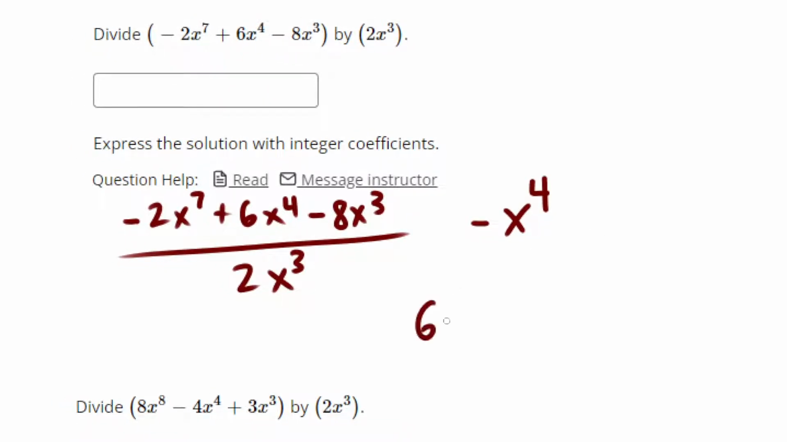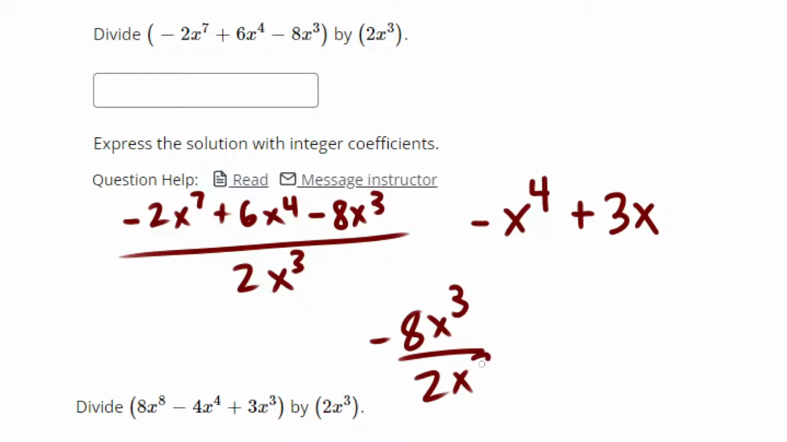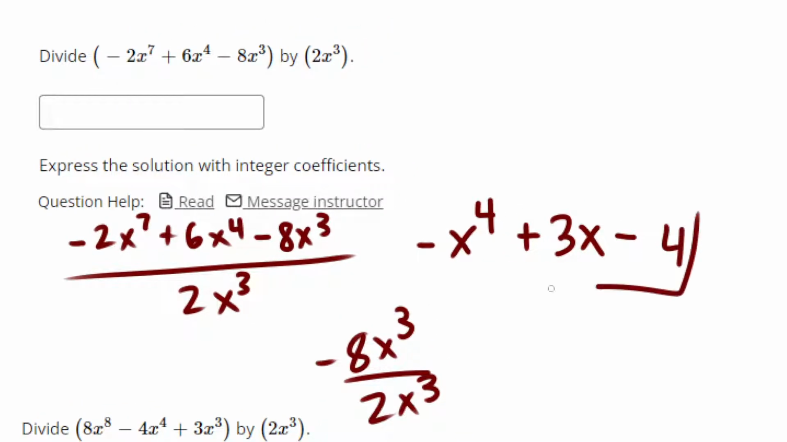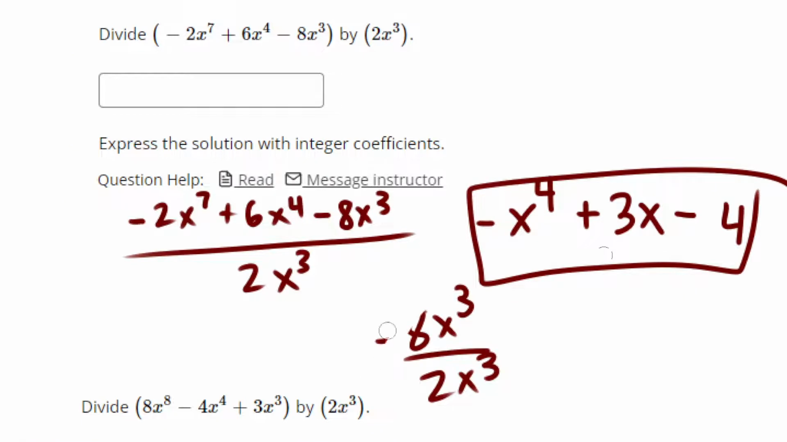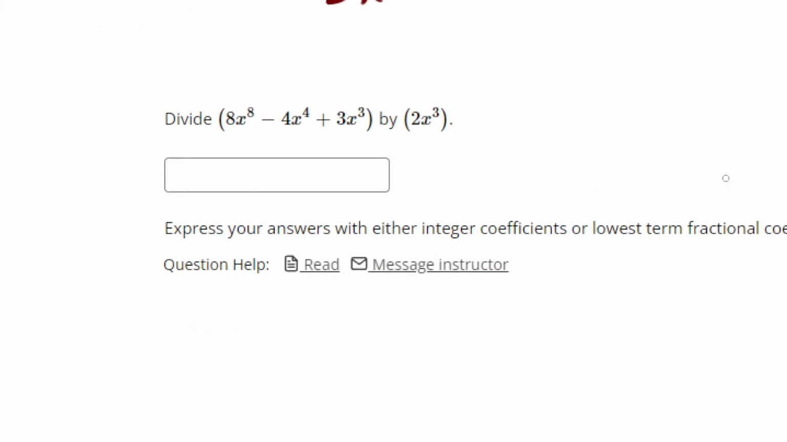And then we have 6x to the 4th divided by 2x cubed, and that will turn into 3x, so plus 3x. And then we have negative 8x cubed divided by 2x cubed, and that turns into negative 4. So that would be our correct answer, our new answer, correctly divided.